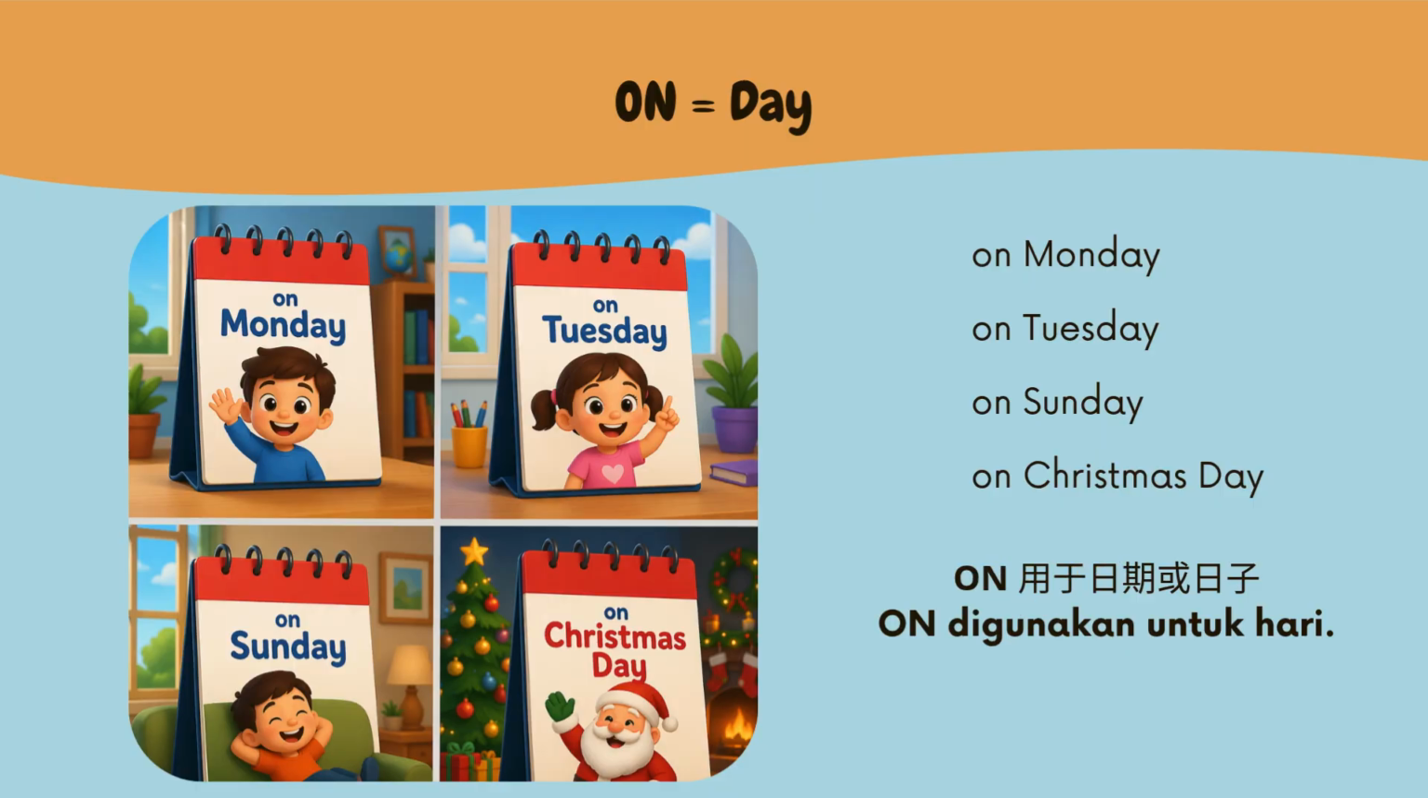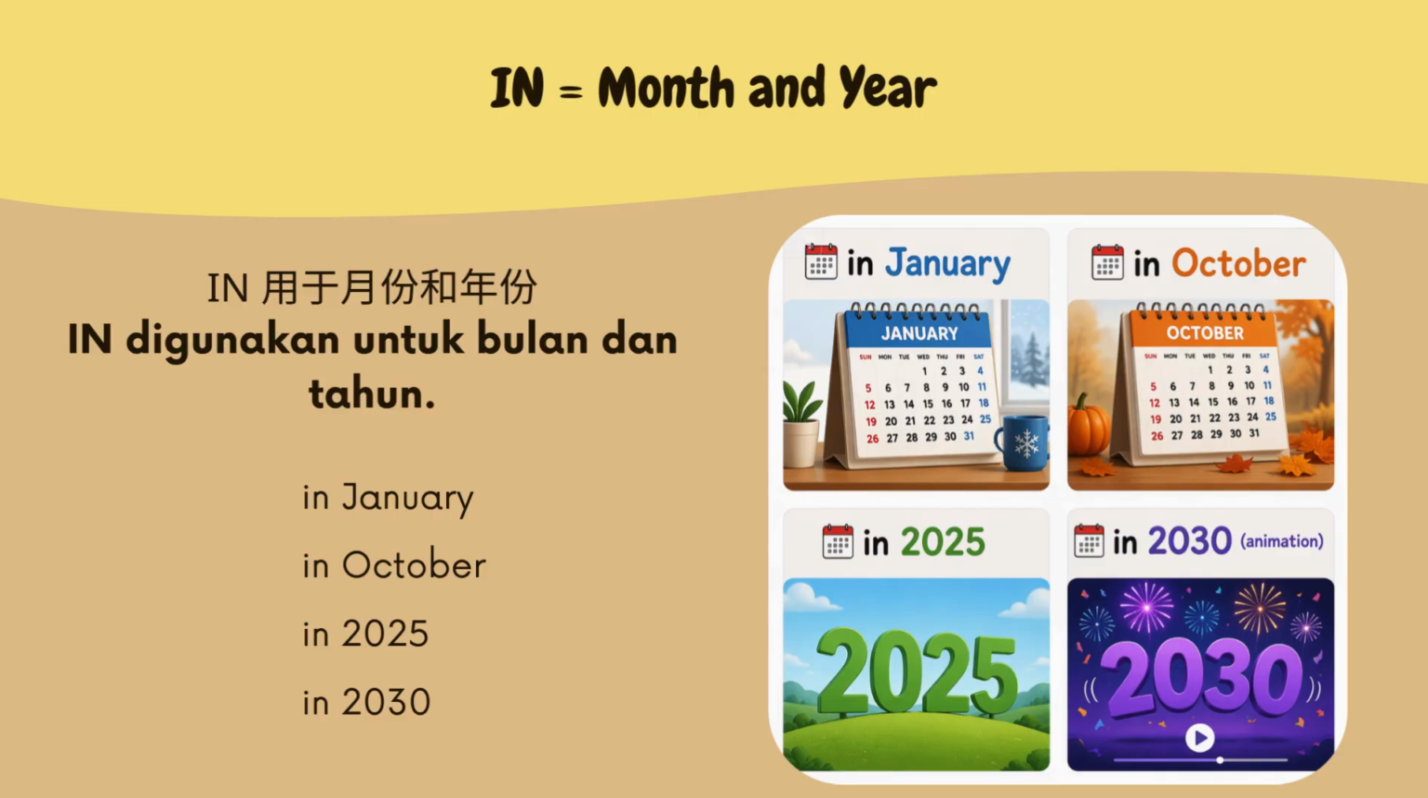Let's look at more examples. We say on Monday, on Tuesday, on Sunday, and on Christmas Day. These are all days, so we use on. Now look at these examples. We say, in January, in October, in 2025, and in 2030. These are months and years, so we use in.